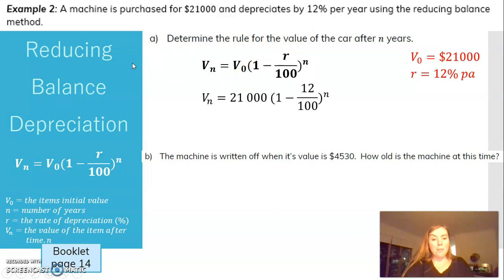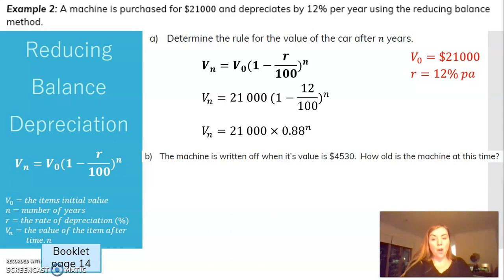You might remember me saying before, what I want you to do at this stage is evaluate what's in this bracket. So simplify that using your calculator. You'll go 1 take away 12 on 100 for that bracket and rewrite it. For this one, that's giving me Vn equals 21,000 multiplied by 0.88 to the power of n. Okay, that's my rule written.